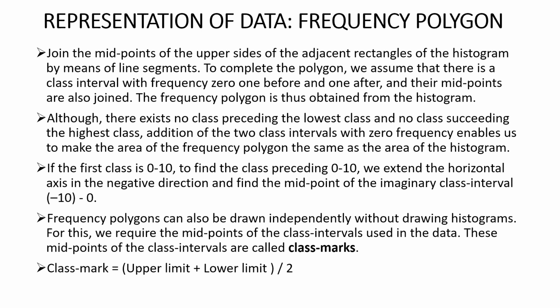Before that, just note that although there exists no class preceding the lowest class and no class succeeding the highest class, the addition of two class intervals with 0 frequency enables us to make the area of the frequency polygon the same as the area of the histogram. You can try it out. The area of the frequency polygon and the area of the histogram will be the same. If the first class is, suppose, 0 to 10, then what will you do? Then you find the class preceding the class 0 to 10.